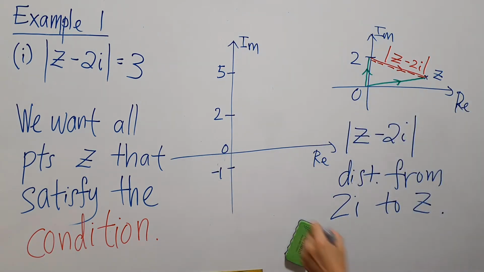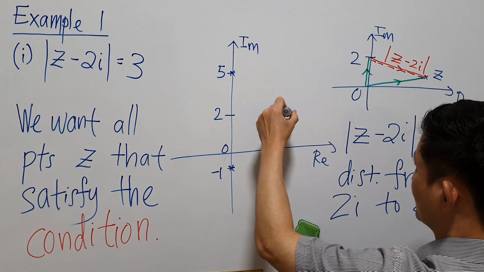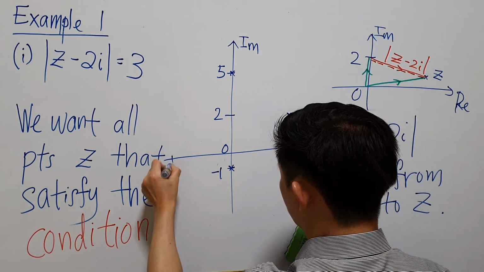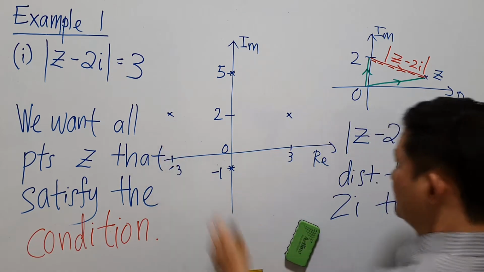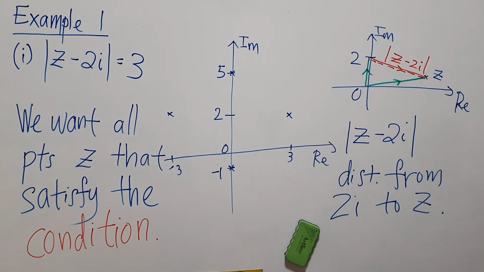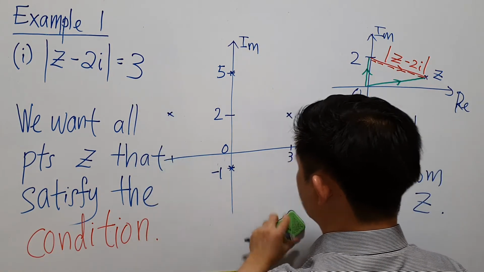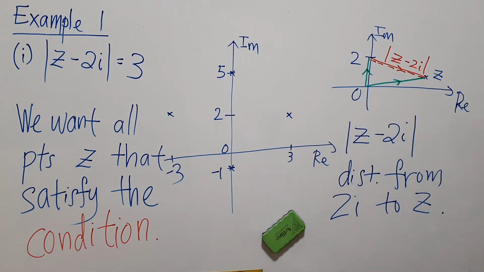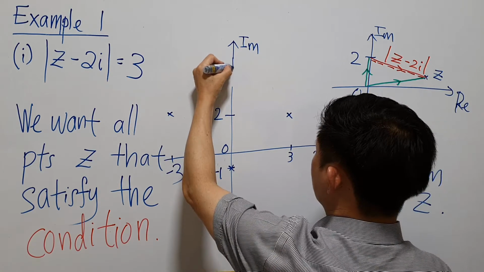What other points will satisfy this condition, that is, 3 units away from 2i? It can also be a complex number here, where this is 3. It can also be a complex number here, which is minus 3 plus 2i. So I have quickly marked down 4 points which are 3 units away from the complex number 2i. This is minus 3, okay? How about other points that will satisfy the same condition? As you go on, you find that there are many points that satisfy this condition.